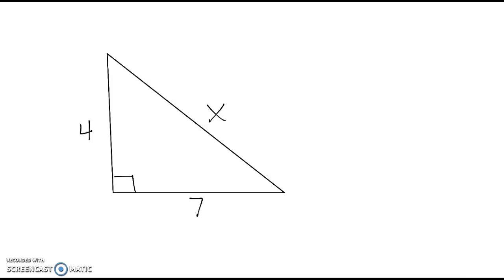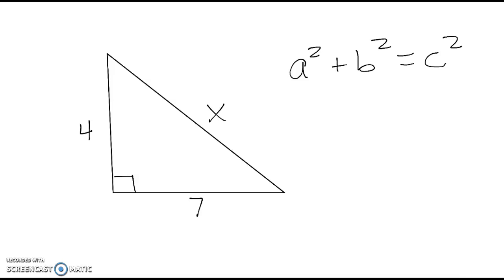Okay, so I know I'm using the Pythagorean theorem to find my missing side length. Now be careful because sometimes, depending on the problem you're given, you might be solving for the hypotenuse or you might be solving for a leg of the triangle. So you've got to be careful and make sure you know which side you're solving for.